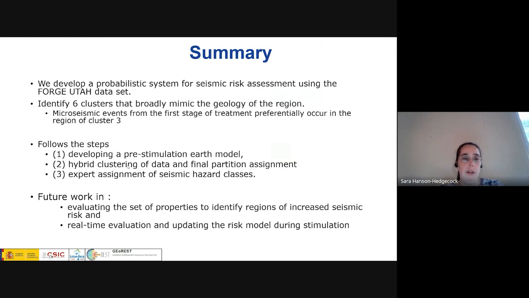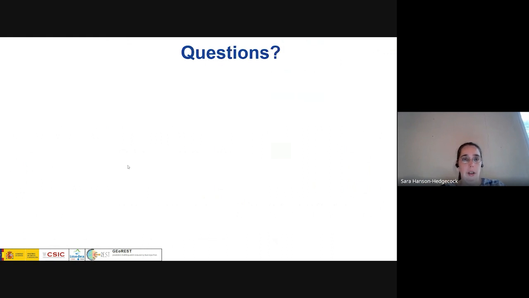And then for the following steps, we want to work on really being able to quantitatively take all those different classes and give them an expert seismic hazard rating, so that we can fully take the system and make it useful. And that's sort of the end.